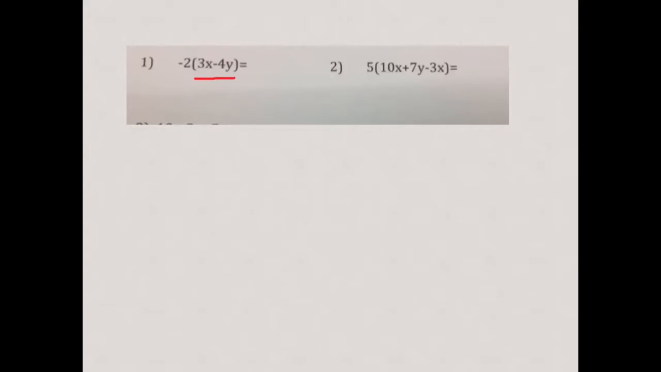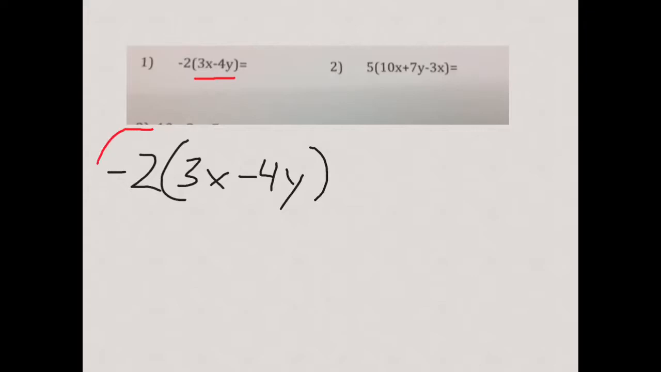Can I combine anything? And I look and I have 3x minus 4y. Now, if we remember, we can combine like terms. Now here I have a number that has a variable x and one has a variable y, so they can't combine. So inside parentheses, I'm done.